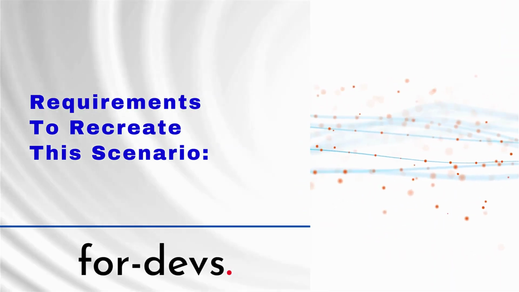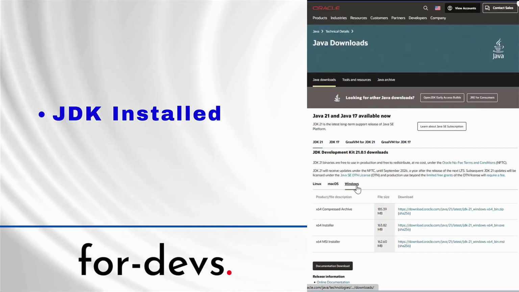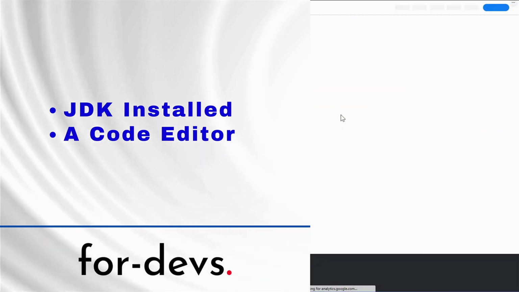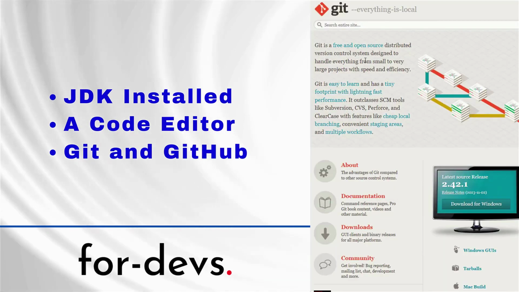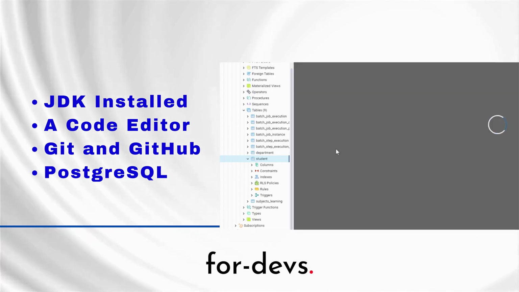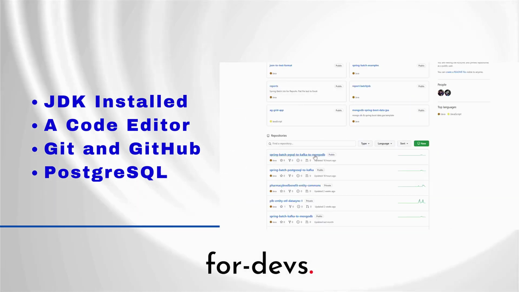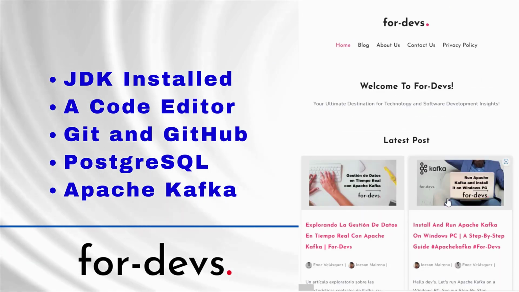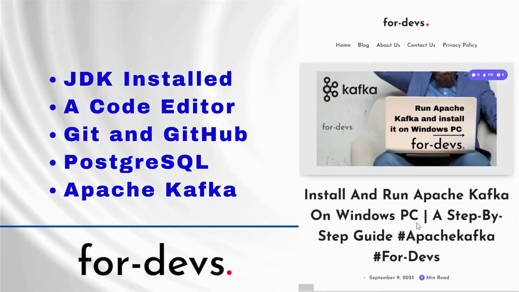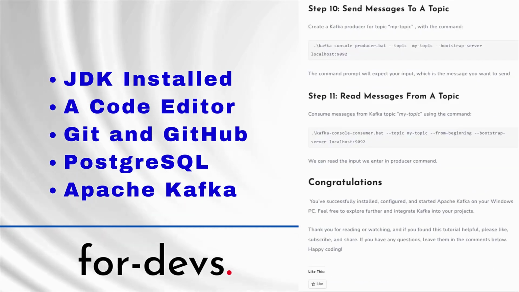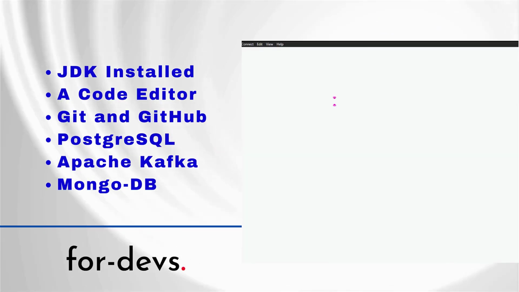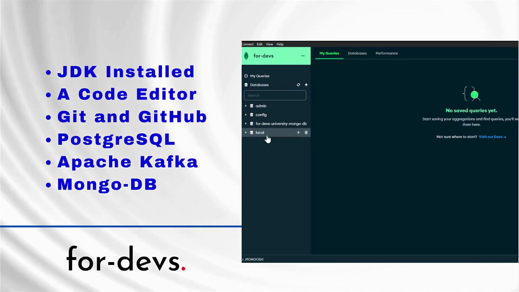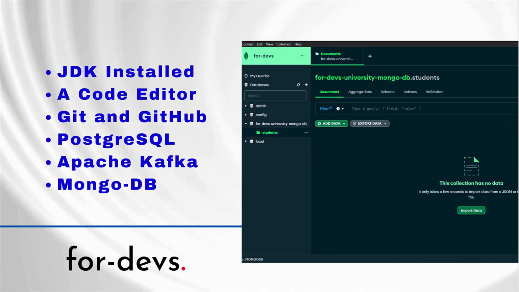To recreate this scenario, you must meet some requirements. Have Java 11 development kit, a code editor, in this case IntelliJ IDEA, Git and GitHub, PostgreSQL with the example database that we leave you in the GitHub repository, as well as Apache Kafka. If you need support installing Kafka, then check out the step-by-step installation guide at 4devs.com. And finally, you will need MongoDB with a database and an empty collection where the data from PostgreSQL will be replicated.